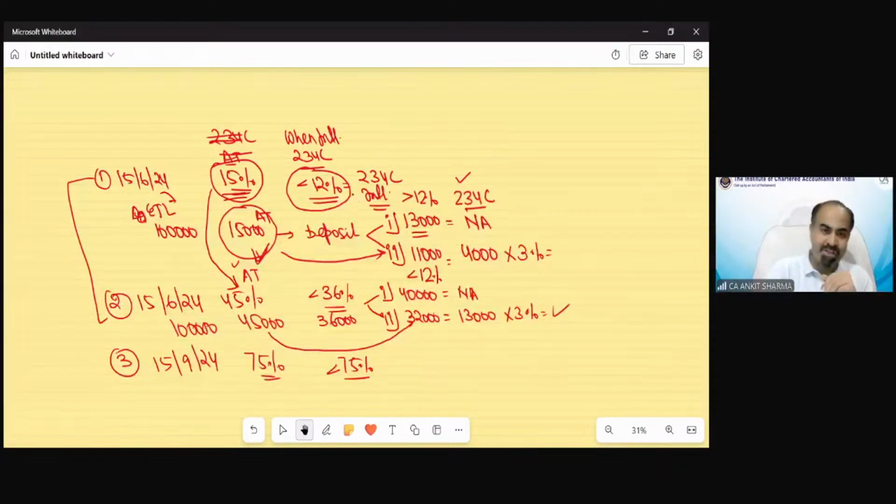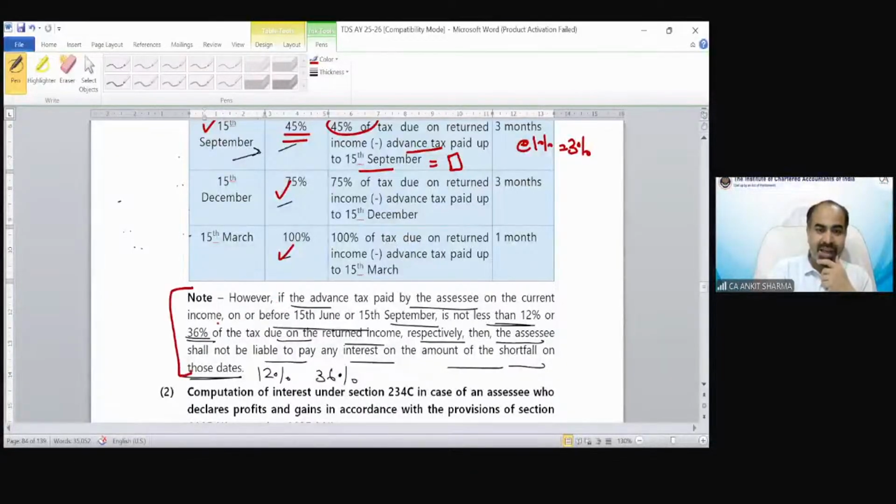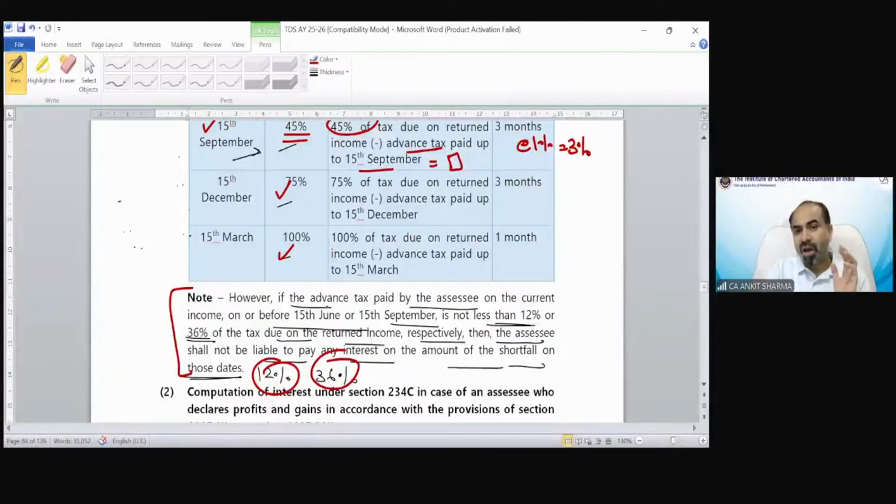And you can see this note is there. It says, as normally it should be, the advance tax interest applicability should be if it is less than 15% or 45%. But for the purpose of calculation, you have to replace it by 12% and 36%. However, if the advance tax paid by the assessee on the current income on or before 15 June and September is not less than 12% or 36%, then 234C interest calculation is not required.